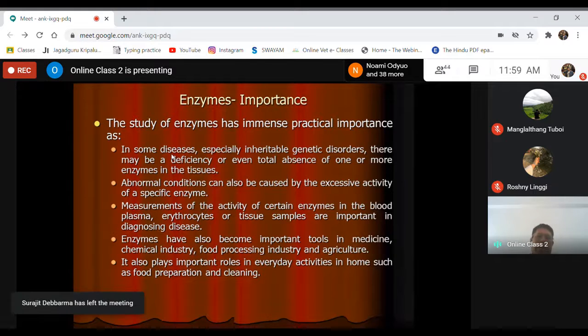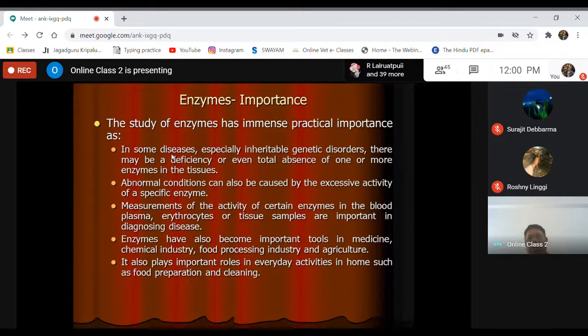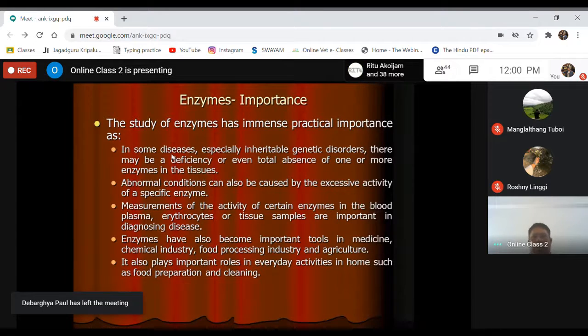The second is that abnormal conditions can also be caused by the excessive activity of specific enzymes. So some specific enzymes may be produced in excess amount. When they are produced in excess amount, that also may lead to some disease conditions. Measurement of the activity of certain enzymes in the blood plasma, erythrocytes, or tissue samples is important in diagnosing diseases. So in diagnostic biochemistry, many of the enzymes which are present in the blood, we measure.